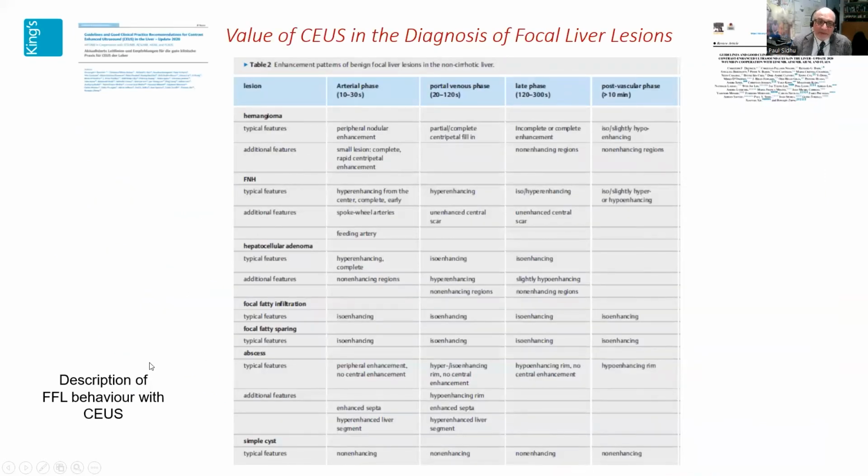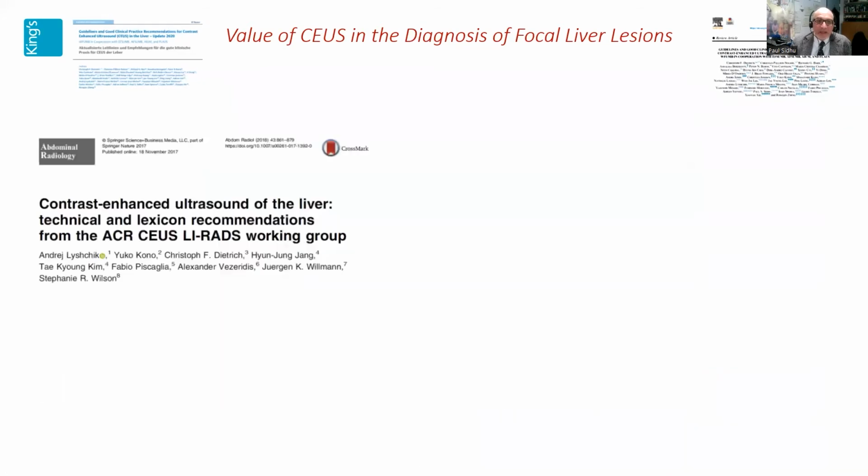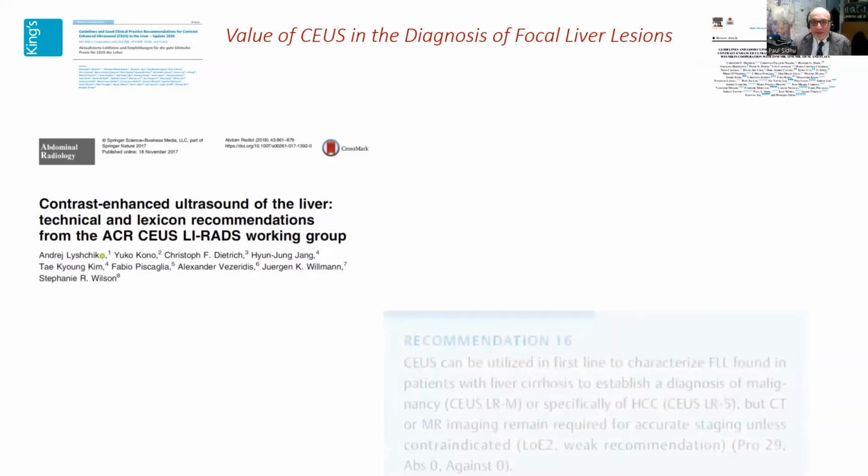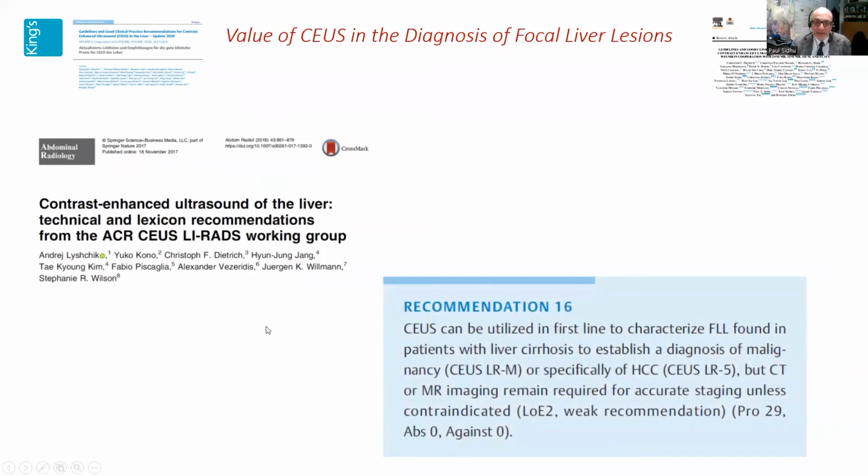The guidelines tabulate all these different features of different focal lesions very clearly for you to practice and refer to and look at the degree of washout in hyper-enhancement and the patterns that are predictable for certain benign and malignant lesions. Draw your attention also to the recent publication of the American College of Radiologists, CEUS LI-RADS working group, which stipulate how you should be assessing and looking at HCC in this group of patients for better delineation and better referral patterns for these lesions.